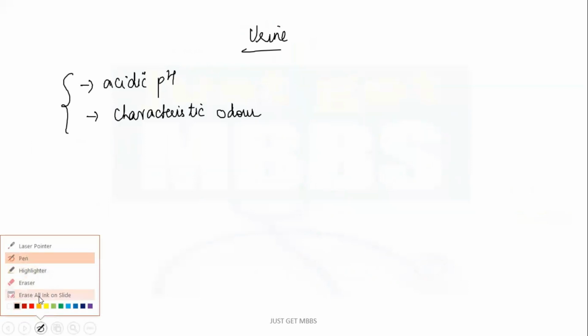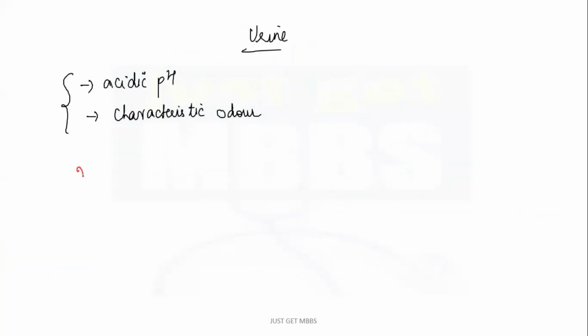It usually has an acidic pH and it has a characteristic odor. So these are the first two basic points that you must know with respect to urine. It has got an acidic pH, it has got a characteristic odor. The question that was asked in NEET 2020 was, which of the following components in urine is a characteristic finding of diabetes mellitus? Now again we have discussed this in chemical control and coordination.